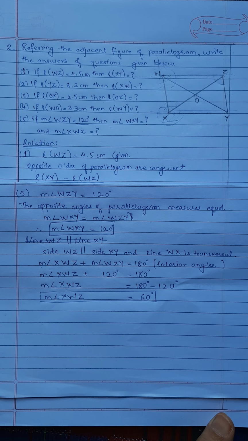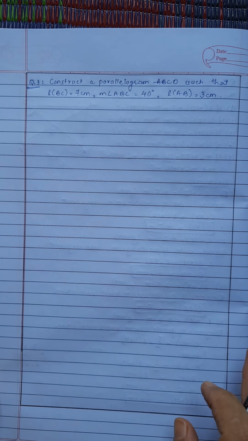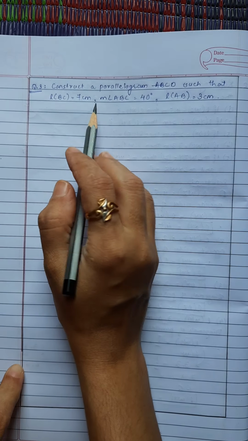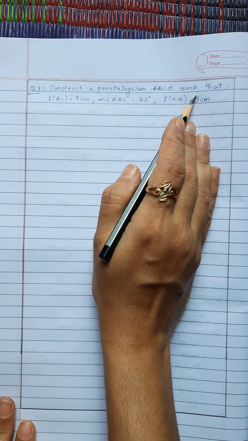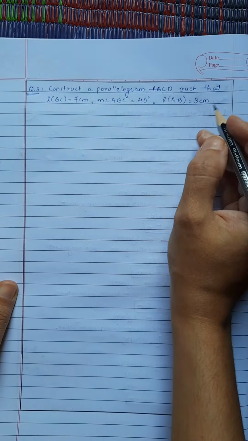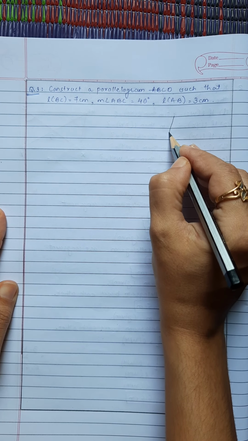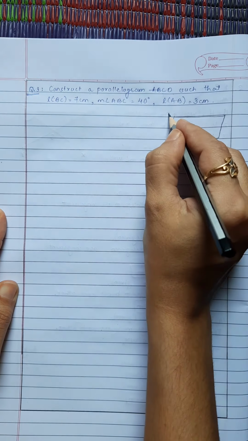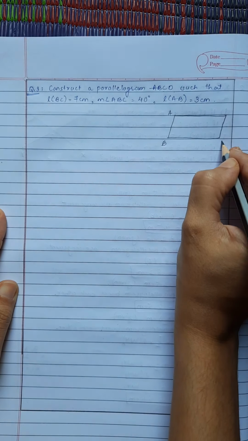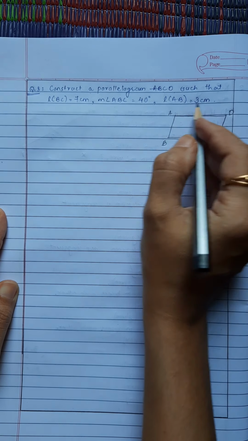So this was the solution for question 2 of 8.3 exercise practice set. Let's start with question 3. Construct a parallelogram ABCD such that, we'll prepare the rough diagram first. Parallelogram can be in this way. Name it as A, B, C, D as given in question.